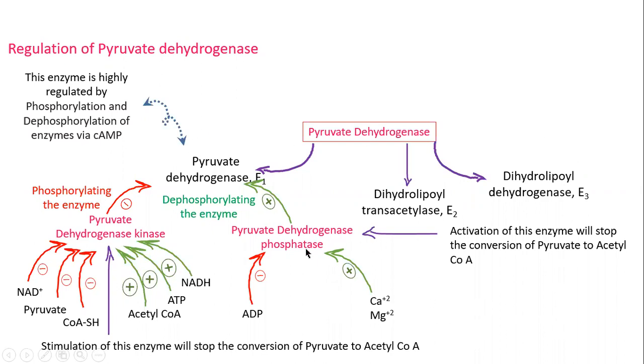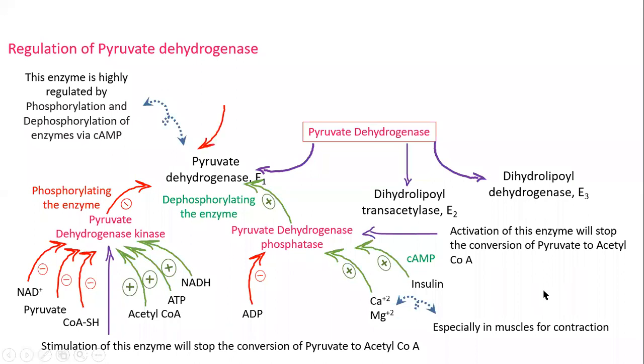Now there is a secondary hormonal regulation for this enzyme. Insulin via cyclic AMP can stimulate this phosphatase enzyme, so that it will stimulate E1 and it continues the reaction.